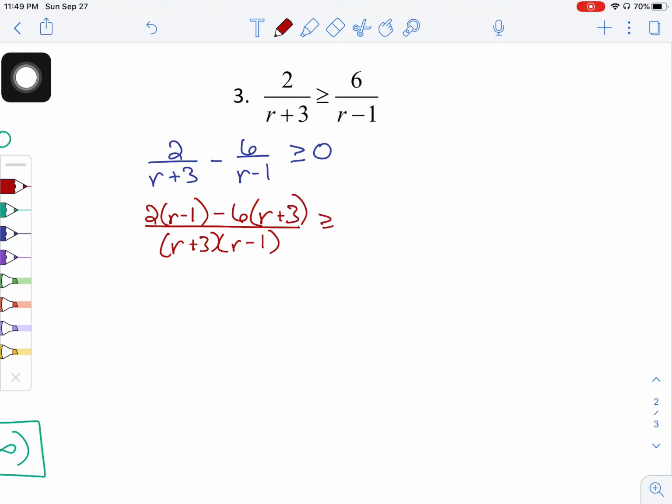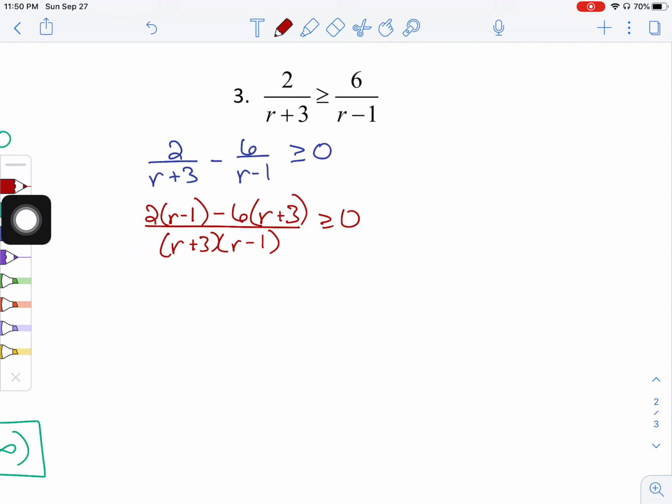Okay. So I know I've just done a bunch of stuff at once, but what just ended up happening is I created my common denominator using the 2 denominators I was given. So r plus 3 and r minus 1. At the same time, I'm rewriting it as a single fraction. So this numerator of 2 needed an extra r minus 1 to create the common denominator. This numerator of -6 needed the r plus 3 to create the extra denominator.